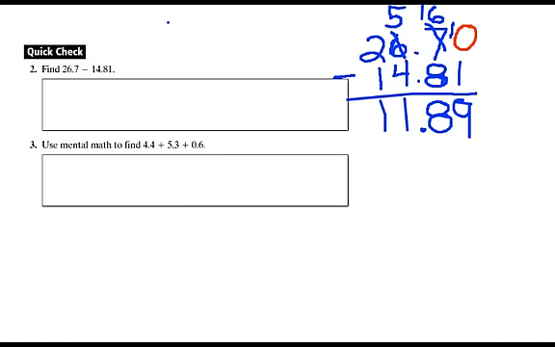Try these quick check problems on your own. Pause the video, work the problems out. When you're done, restart the video and check your answers. The solution to quick check problem number 2 is 11 89/100. Check your work. If it's not correct, please make the changes.